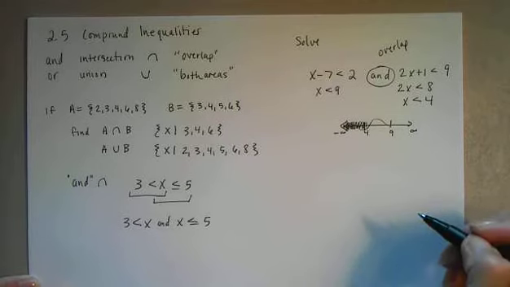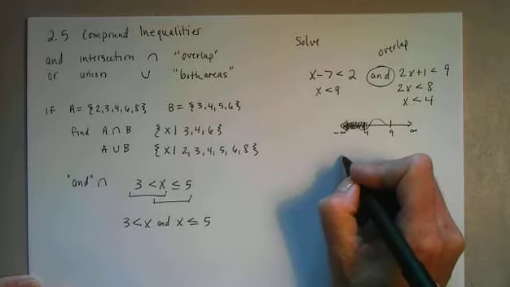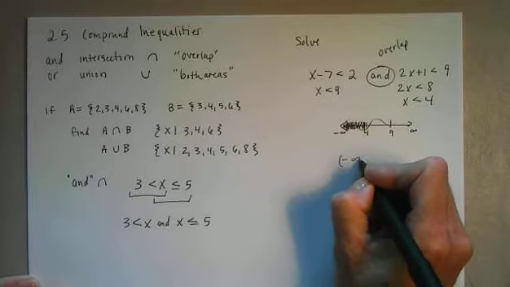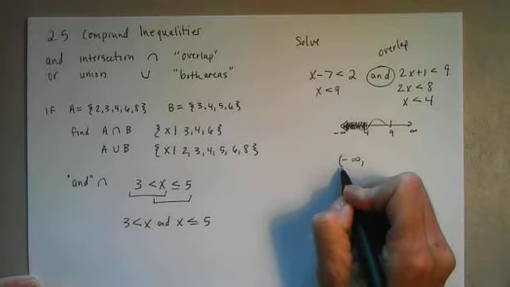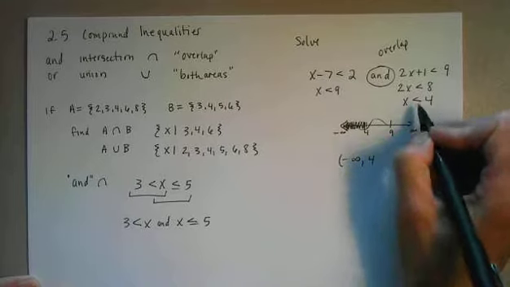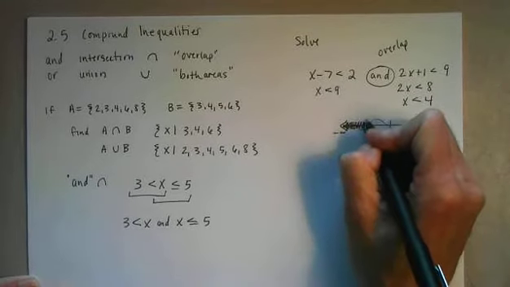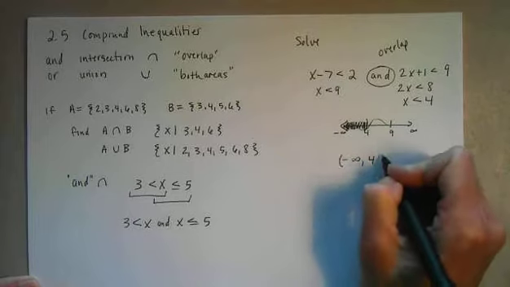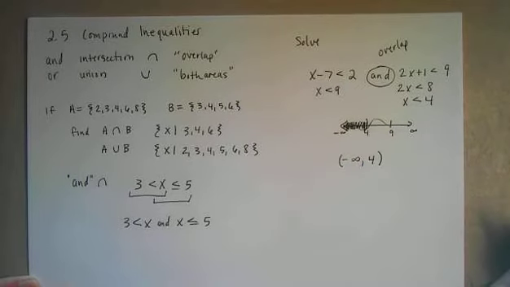So our answer in interval notation would begin at my smallest point, negative infinity, with a parenthesis because we never include it, and it would end at 4. And look, at 4 it is also a parenthesis because it is not equal to. So that is my final answer for that.